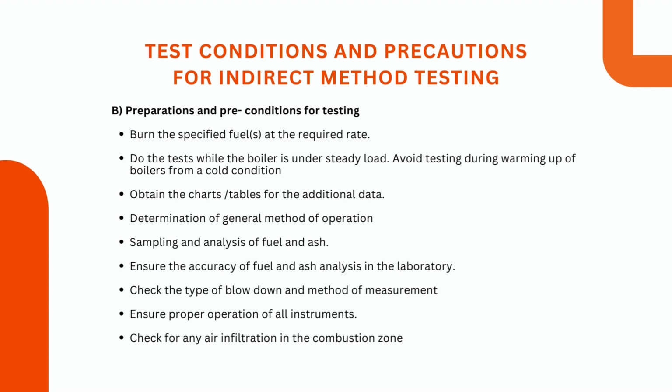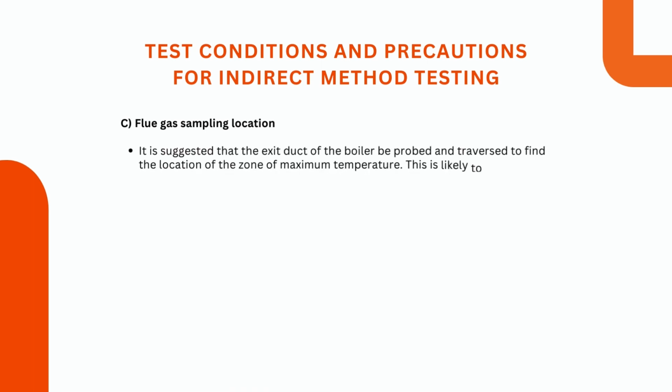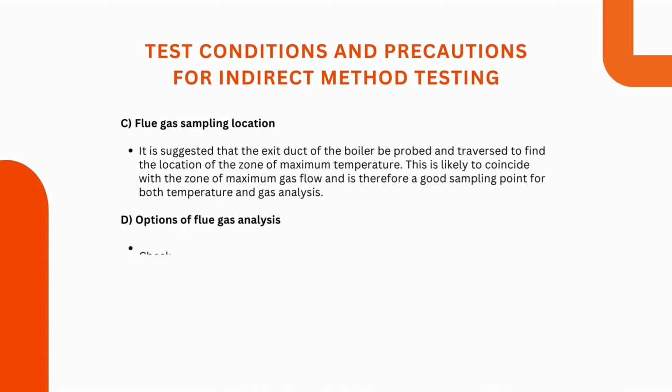Check the type of blow down and method of measurements. Ensure proper operation of all instruments. Check for any air infiltration in the combustion zone. C. Flue gas sampling location. It is suggested that the exit duct of the boiler be probed and traversed to find the location of the zone of maximum temperature. This is likely to coincide with the zone of maximum gas flow and is therefore a good sampling point for both temperature and gas analysis.